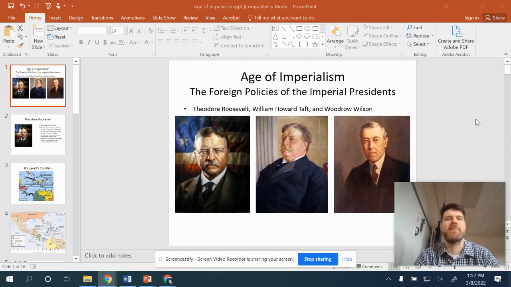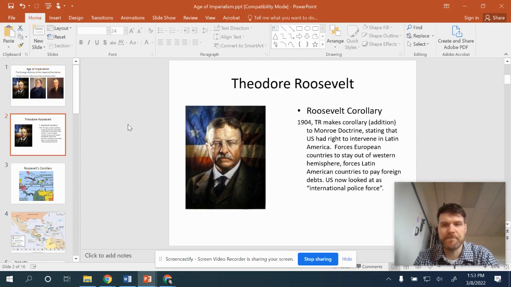All right, today we're going to talk about the age of imperialism from the standpoint of the different foreign policies of the imperial presidents. Now, if you're taking a look at this, you're probably recognizing, hey, Roosevelt, Taft, Wilson, aren't those the progressive presidents? Yes, they are. But now we're just looking at them through a different lens, from the imperialist or expansionist viewpoint and the policies that these presidents pursued. So let's start with Roosevelt.